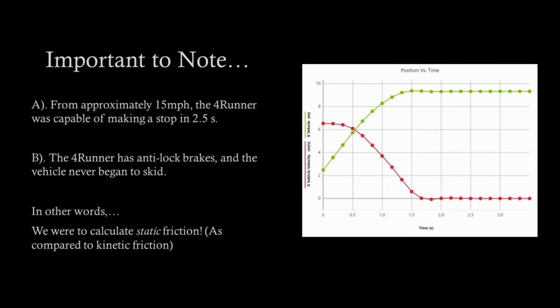It is important to note a couple of things at this point. A. The 4Runner was capable of coming to a stop in 2.5 seconds. B. The 4Runner has anti-lock brakes, and the wheels never began to skid. This means that the friction calculated, or rather, the friction we are to calculate, was static.